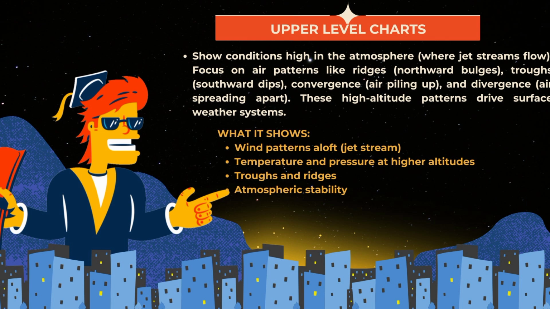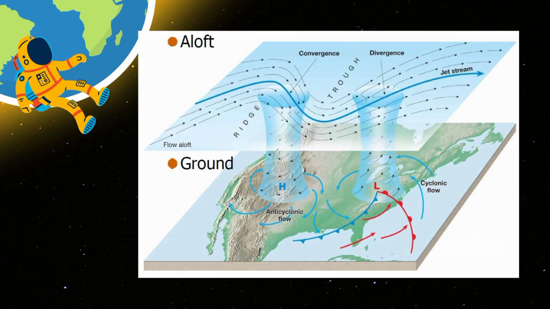Upper level charts show strong winds like the jet stream, just like what I discussed with you earlier. They also show temperature and pressure at different heights. These charts help meteorologists understand why storms form and why typhoons get stronger. The image attached is the same image that I presented and explained earlier, so I won't be discussing any more about this slide.